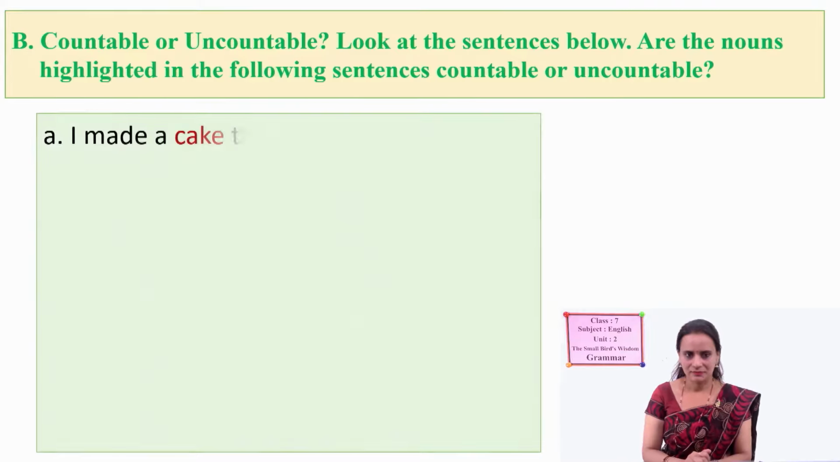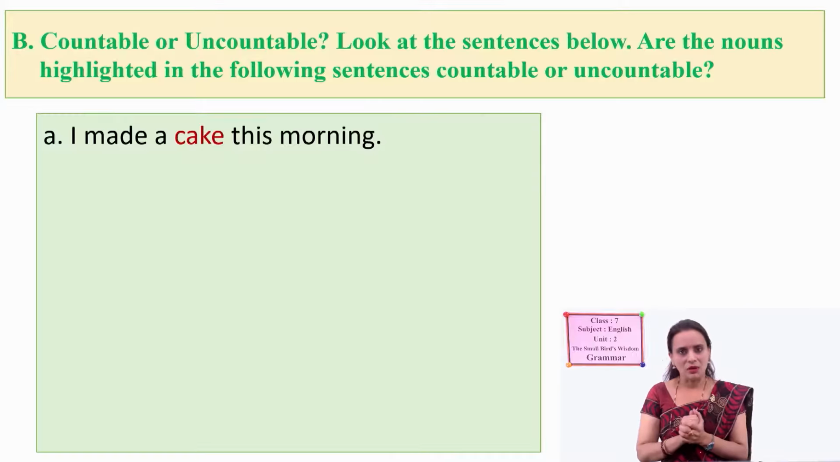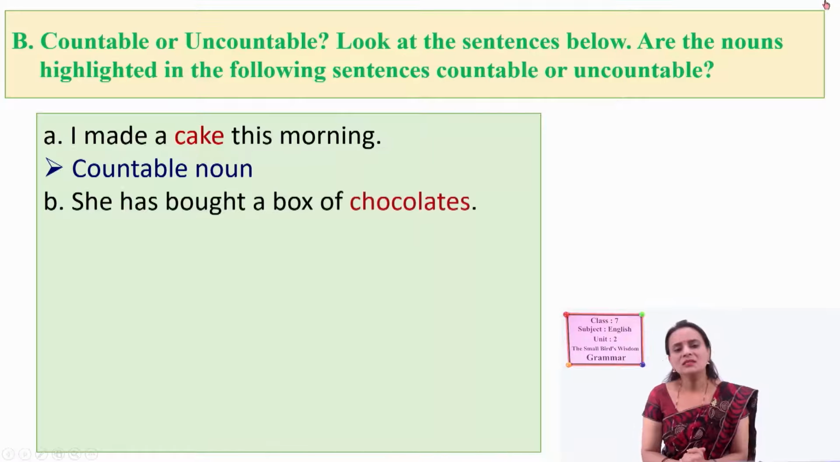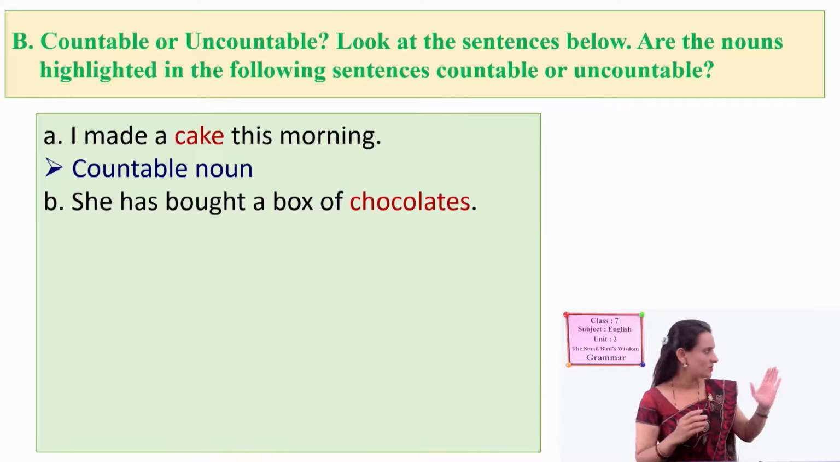Let's see it. I made a cake this morning. Can you count a cake? Yes. So, countable or uncountable? Very good. Countable. Now let's see another. She has bought a box of chocolates. Countable or uncountable? Chocolates. It's in plural form. It can be counted, isn't it? We have just done it.